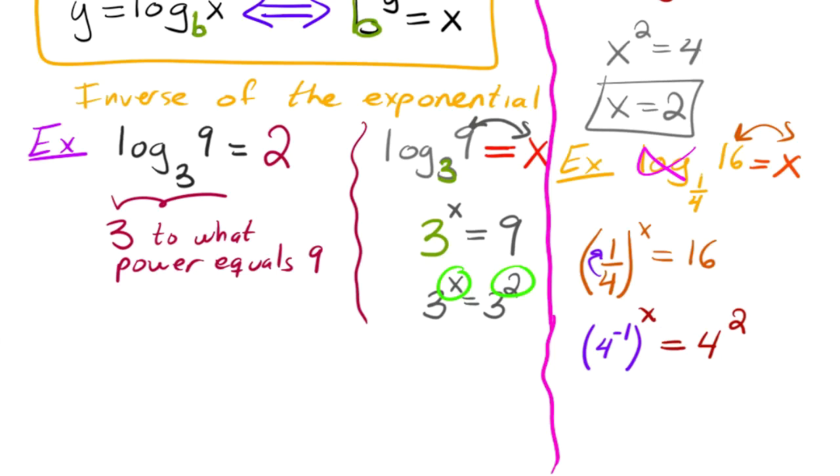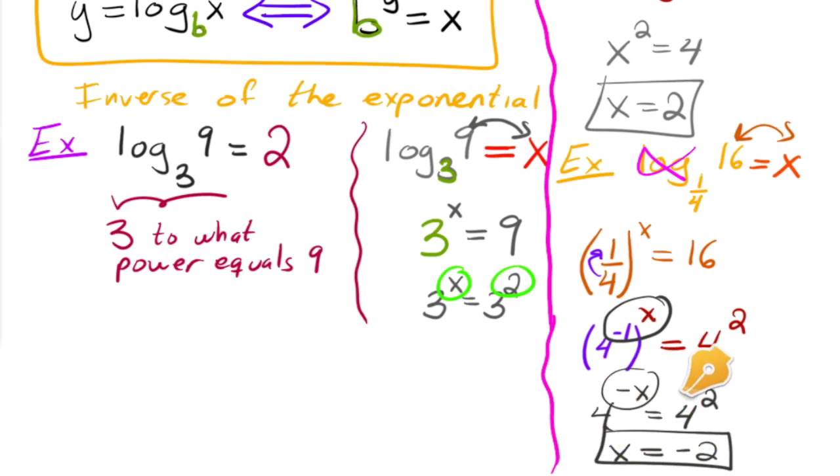Okay, and then you can use the laws of exponents again. When you have a power raised to another power, you multiply. So 4 to the -x is equal to 4 squared. So that means that x is going to have to equal -2 when you set the exponents equal to each other. And that's it.